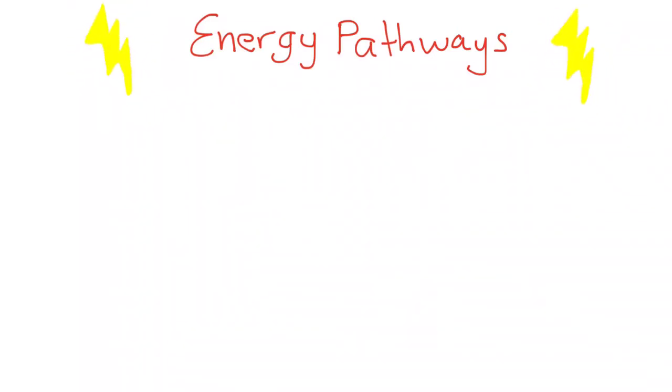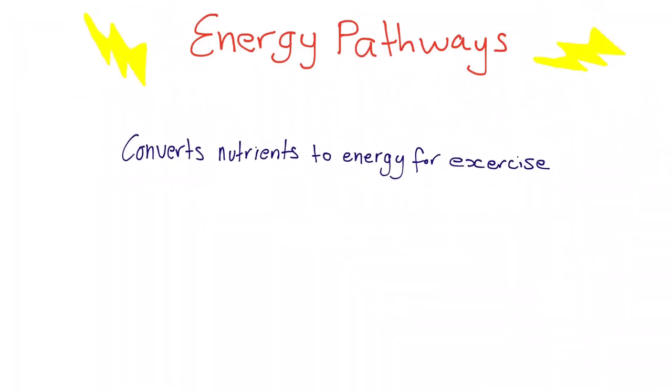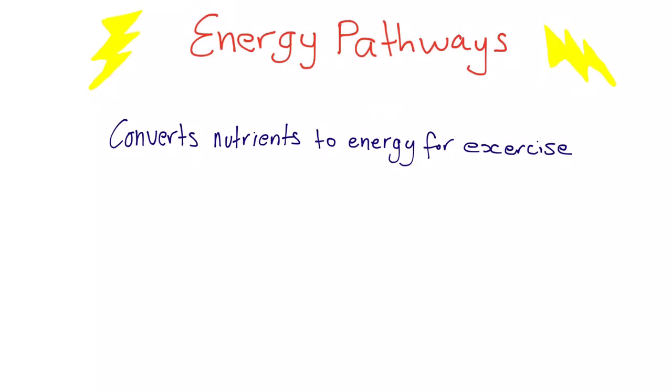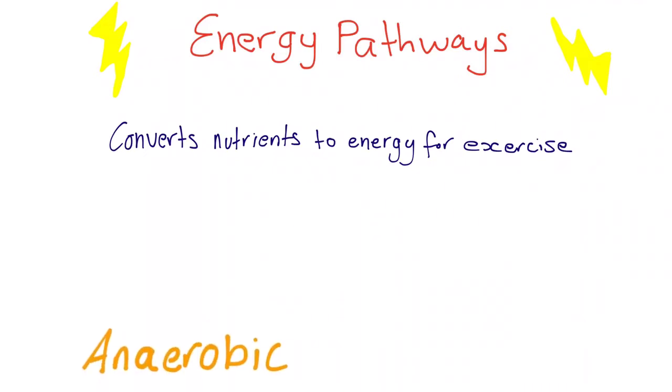When we look at these energy pathways, we're looking at the body's ability to convert nutrients. And when we talk about nutrients, we talk about oxygen and body fats, and converting these nutrients to energy for exercise. So we have two different pathways that we can use to convert energy: the anaerobic pathway and the aerobic pathway.